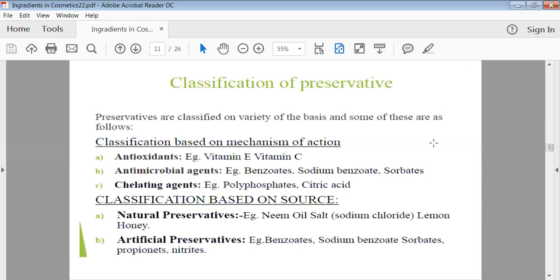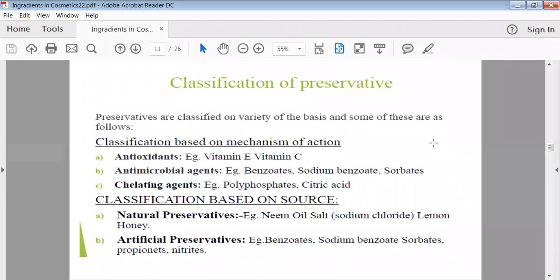Now the classification of the preservative. On the basis of the mechanism of action, preservatives can be divided into three types. First, the antioxidants. Examples are vitamin E and vitamin C. So these kinds of preservatives are called antioxidants, and they are helpful in the prevention of oxidation. When they are preventing the oxidation, it means they are also preserving your preparation. So that's why they also come under the preservative category.